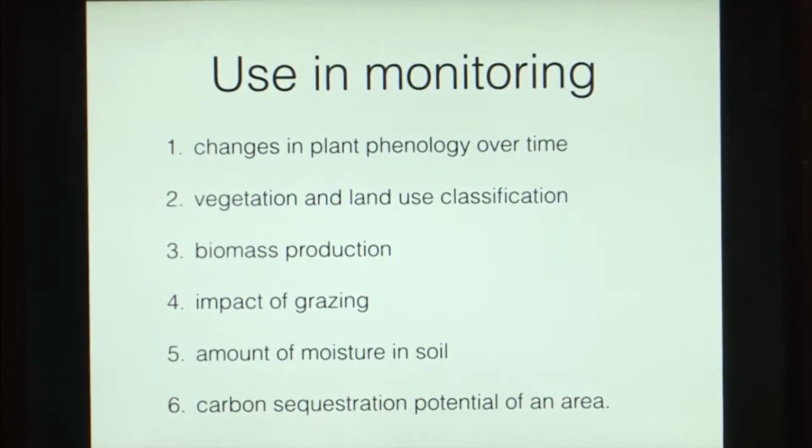We use it in monitoring changes in plant phenology over time, vegetation and land use classification. So, for instance, if your NDVI value changed from say 0 towards 1, it means that the amount of vegetation on your chunk of land has increased. So, probably that land is now being used for cultivation or it has grown into forests.